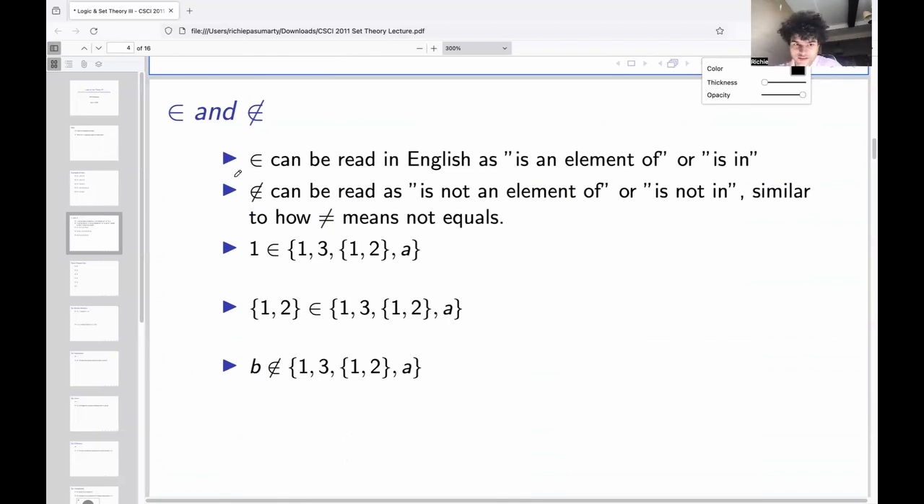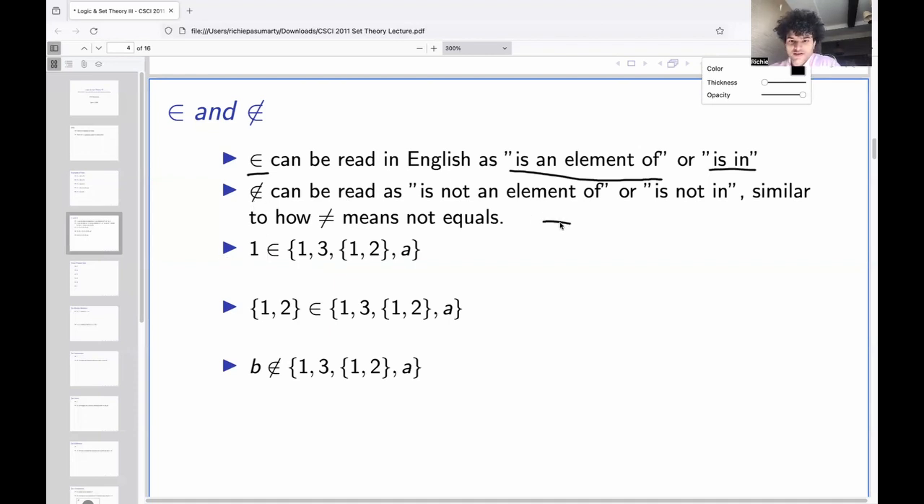So when we're talking about sets, a lot of the time we use this symbol which looks like an E, and this can be read in English as "is an element of" or "is in." And similarly, just like this is the equal symbol and this is the not equal symbol, this symbol means "in" or "is an element of." This symbol means "is not an element of."